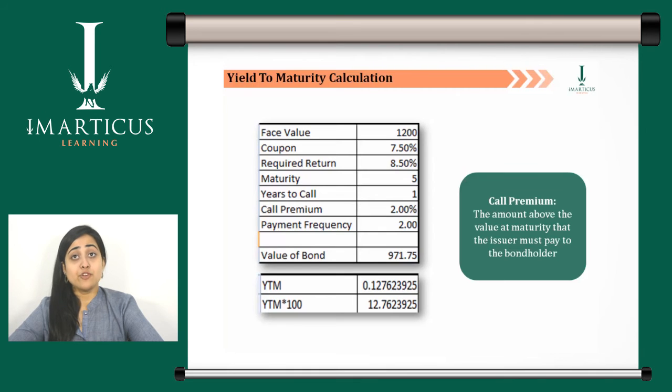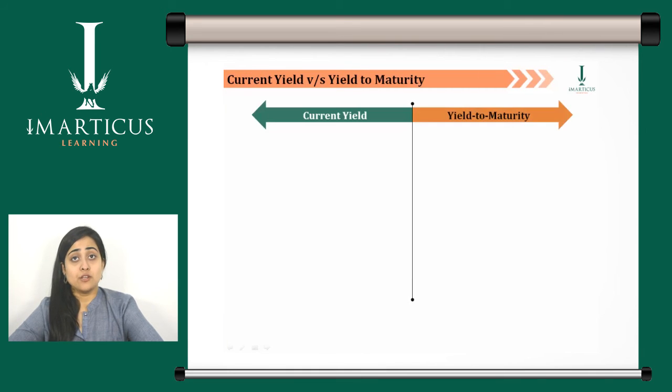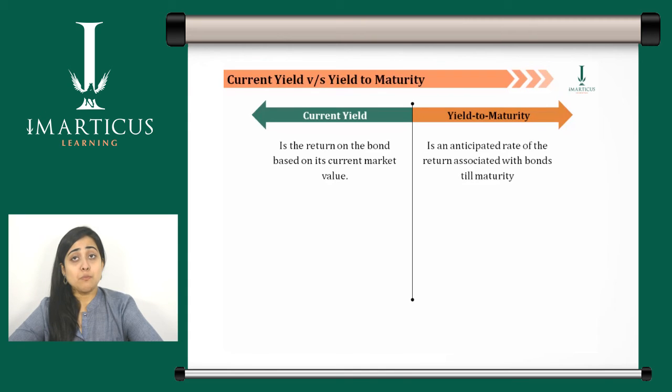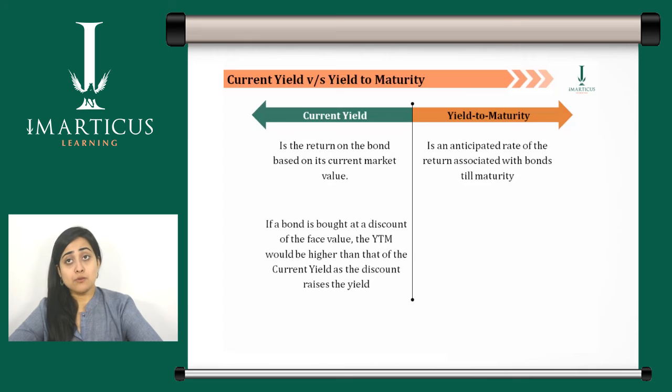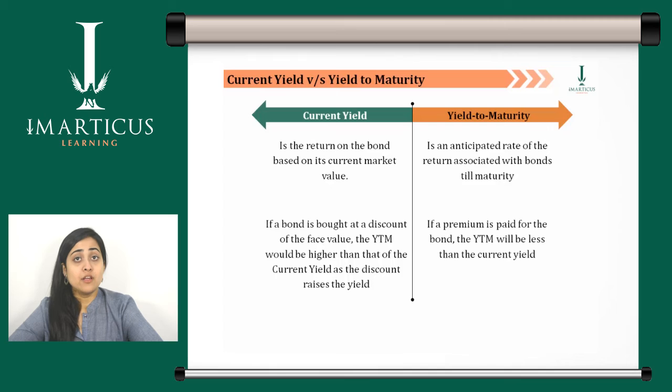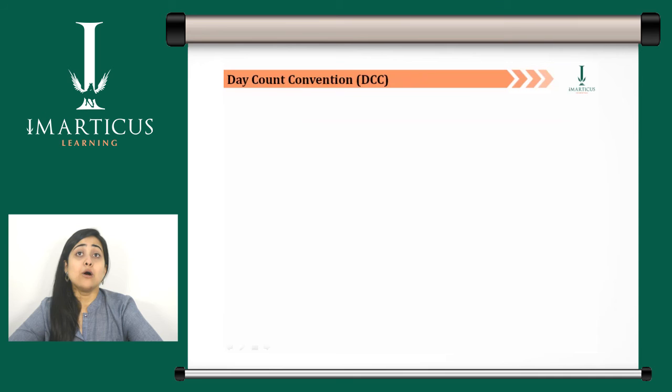Moving further, let's differentiate current yield and yield to maturity. The current yield indicates the return on a bond based on its current market value, while the yield to maturity is an anticipated rate of return associated with bonds till maturity. If a bond is bought at a discount to face value, the yield to maturity would be higher than the current yield, as the discount raises the yield. On the other hand, if a premium is paid for a bond, the yield to maturity will be less than the current yield. Moving on to day count convention.